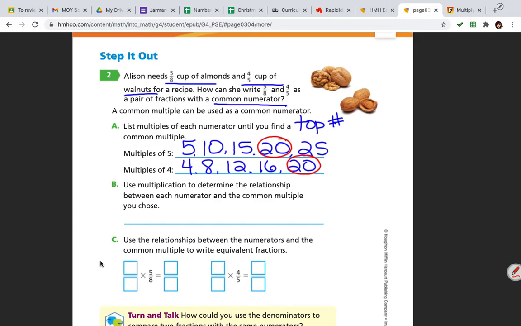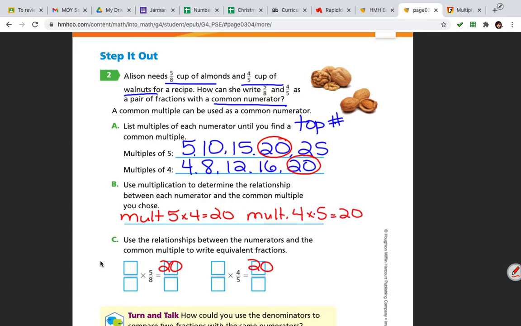Okay, so we're going to have to make the top number forced to be 20. When I say that, it means this top number right here has got to be 20 when we finish. So what do we multiply 5 and 4 by to get 20? We're going to multiply 5 times 4 to get 20. And the other numerator was 4, so you multiply 4 times 5 to get 20.